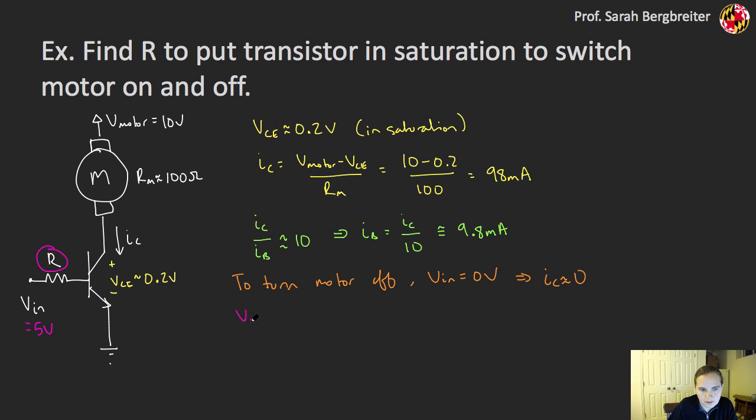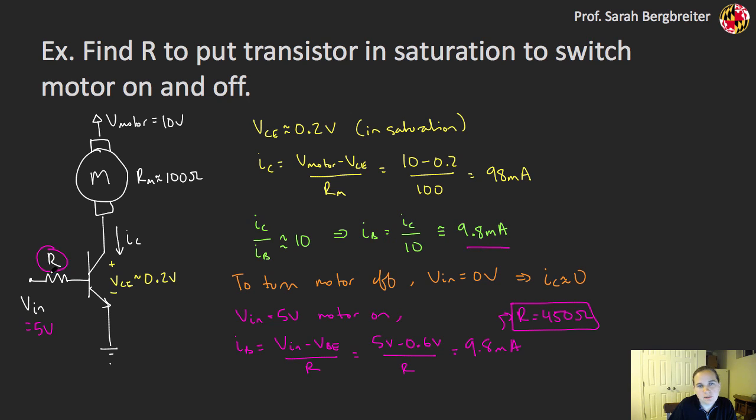But if I assume that Vin is 5 volts when I want the motor on, then I can calculate my base current as the input voltage minus that diode drop between my base and my emitter, over this resistance right here. I want this whole thing to be equal to this 9.8 milliamps up here, and that is ultimately going to give me that I want an R of approximately 450 ohms.